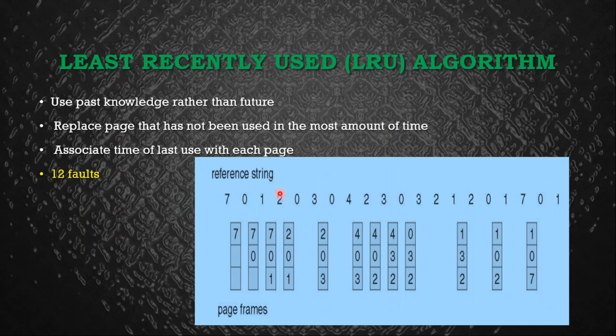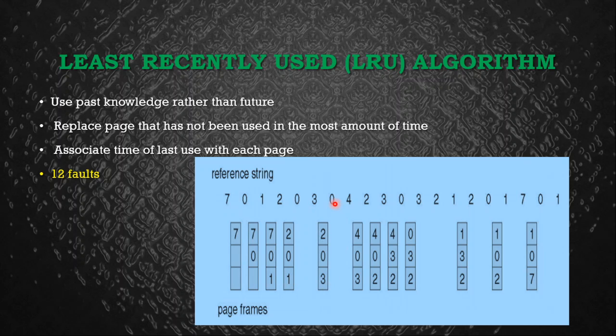Now I have to insert this 2. So how to insert this 2? I can remove either 7, 0 or 1. I check that 7 has come earlier but not used so far. That means it is least recently used. So I insert this 2 by removing 7. So it is 2, 0, 1. Now 0 is already there, no page fault. Now I have to check for this 3. In order to put this 3, just now I have used 0, just now I have used 2, but 1 is least recently used. So I can remove this 1 and put this 3 in its place.